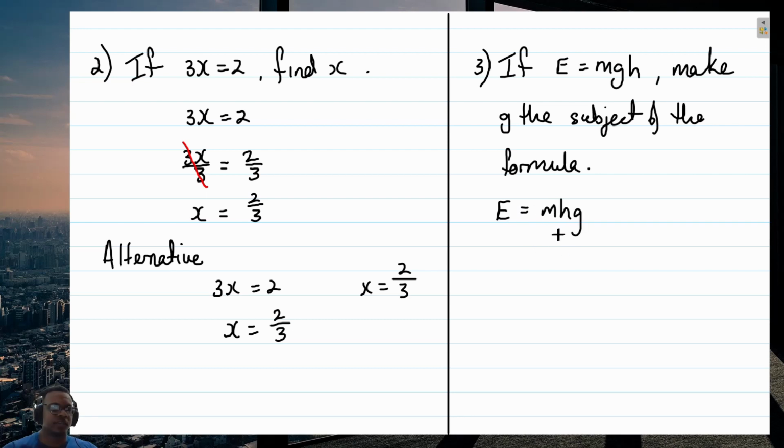MHG, because multiplication is commutative, meaning 5 by 3 is the same as 3 by 5. So it doesn't matter if you switch around the numbers when you're multiplying. So now what I'll do, I'll take this MH, which has been multiplied by this G, and I'll move it across the equal sign to the left, and it will go underneath the E. So I'll have E divided by MH. And that will be equal to G. And that's your answer.